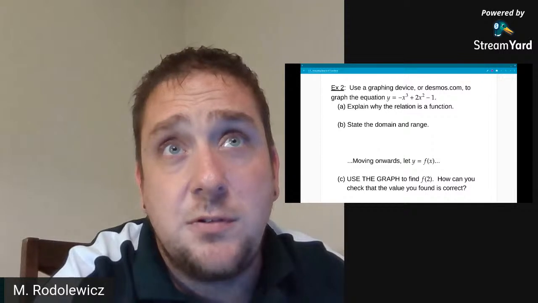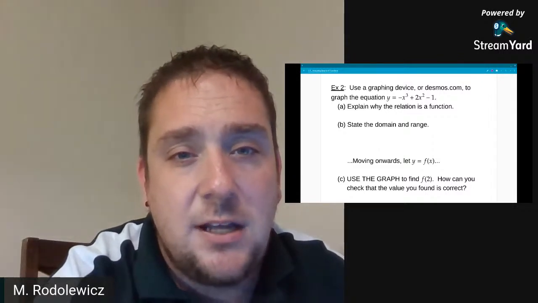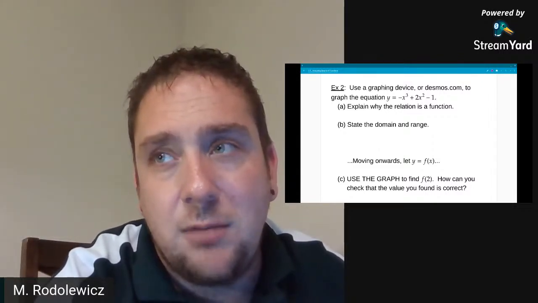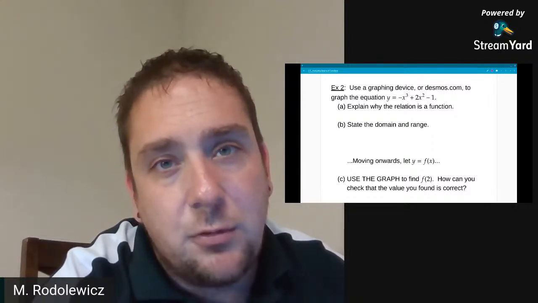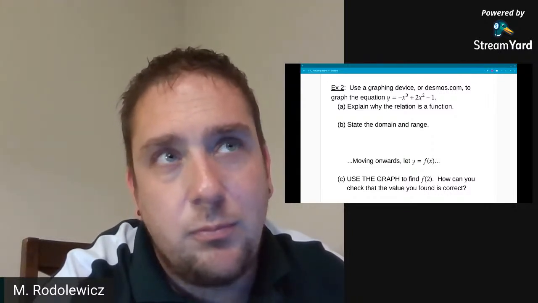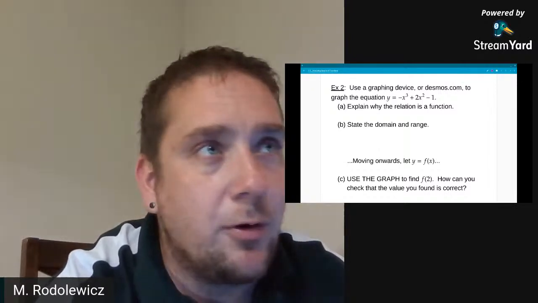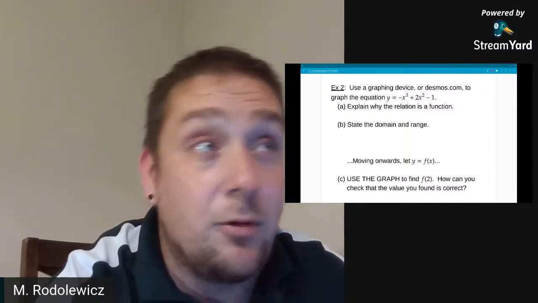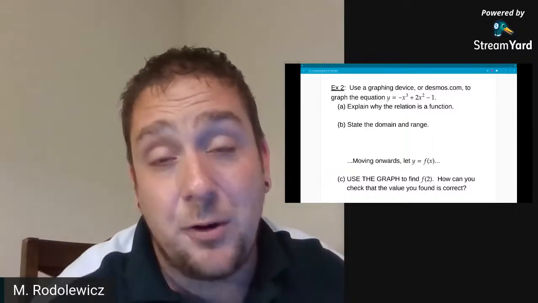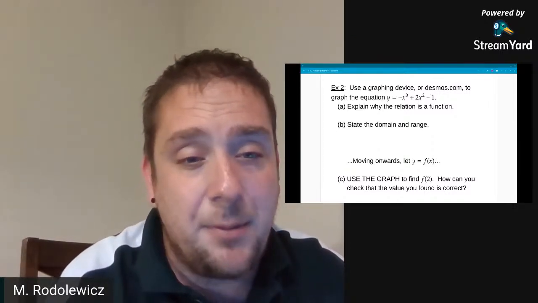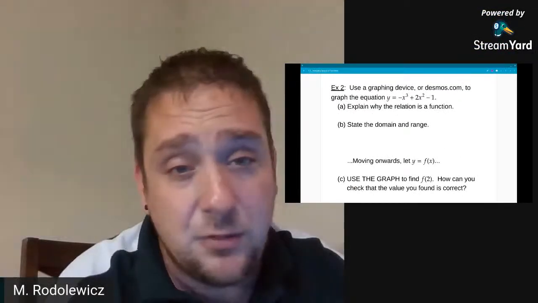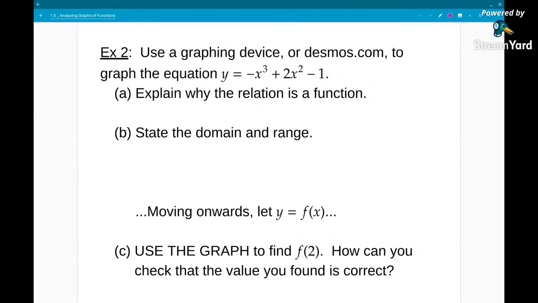There's an app called Desmos, and if you want to download it, you can. It's also available to run off a web browser, so you can run it off of Chrome, Safari, a laptop, or a desktop. So you don't need to download an app to access Desmos, but they do have an app. Desmos is a free graphing calculator that I'm going to use in this video to answer the following. Use a graphing device or Desmos.com or a Desmos app to graph the equation y equals negative x cubed plus 2x squared plus 1.